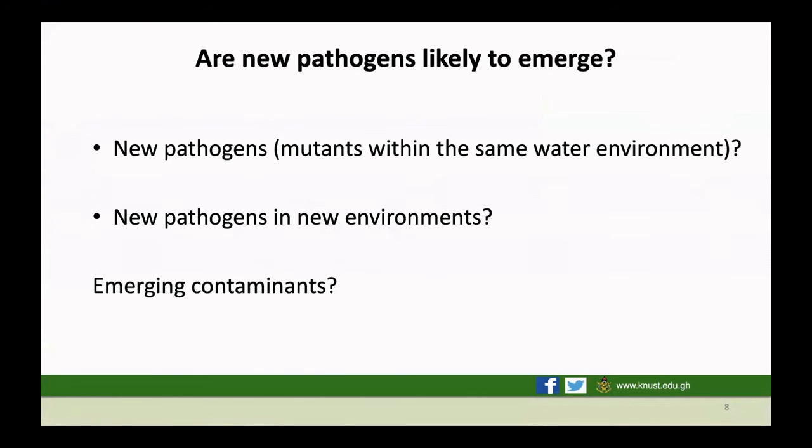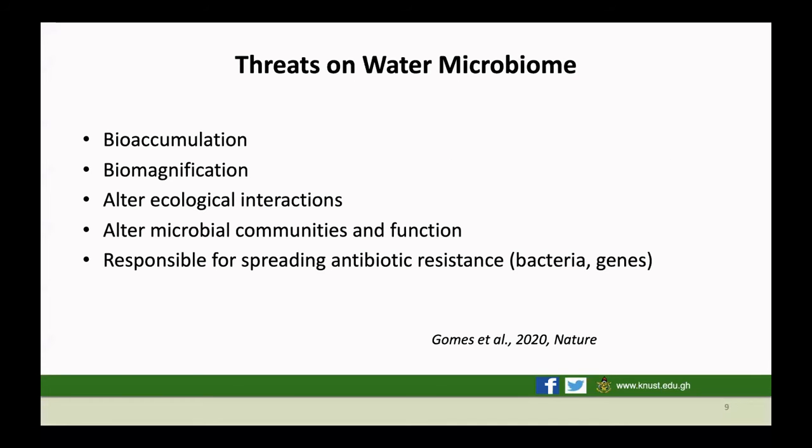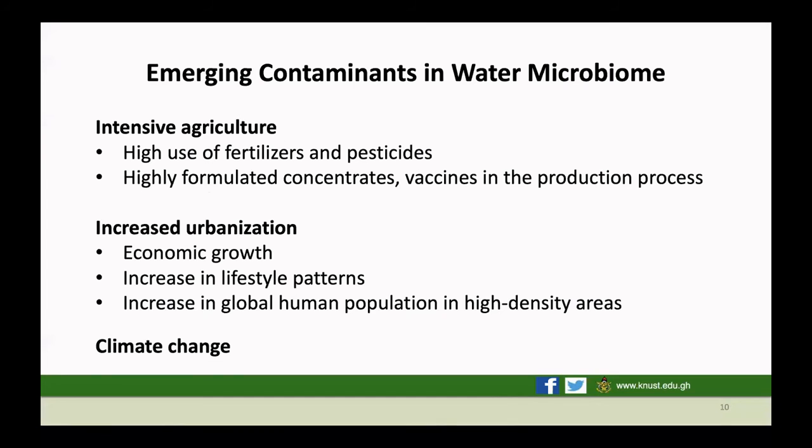But the important thing is, is it possible for some new pathogens to emerge in such water bodies? Now there's a talk about emerging contaminants. We know that they pose a great threat to the water microbiome. They can bioaccumulate, they can magnify, they may even alter some ecological interactions. We know that they can also alter the microbial communities and function. We know that in some water bodies, just the presence of some chemicals may even end up making some organisms in the water body very susceptible to predation by other organisms.